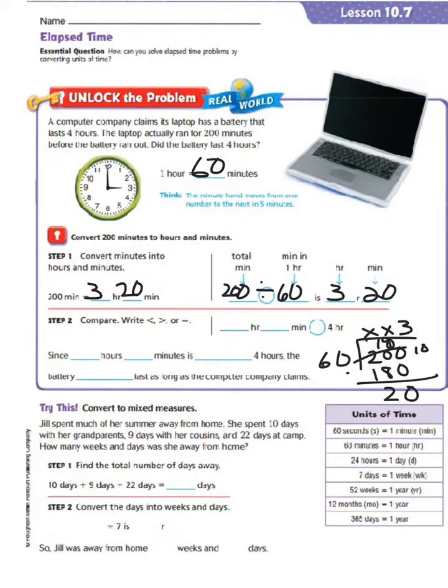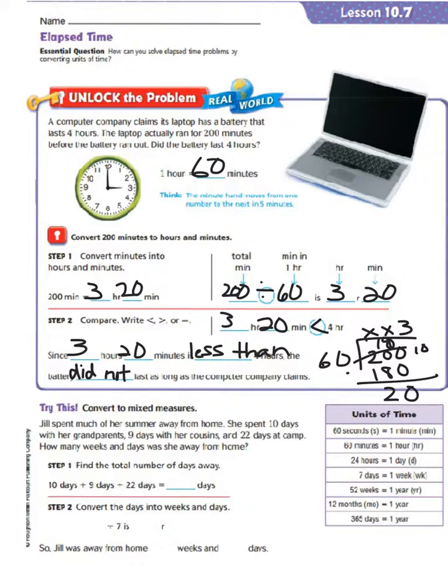So now let's take a look at step 2. It says to compare, or write a greater than, less than, or equal to. So over here we have our 3 hours and 20 minutes is less than 4 hours. So since 3 hours and 20 minutes is less than 4 hours, the battery did not last as long as the computer company claims.